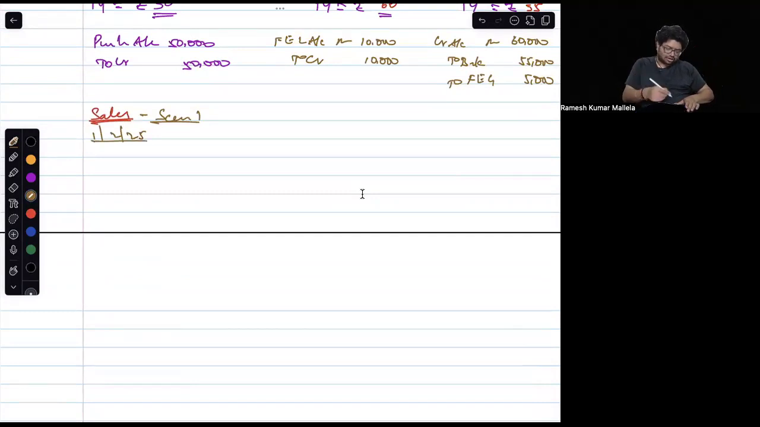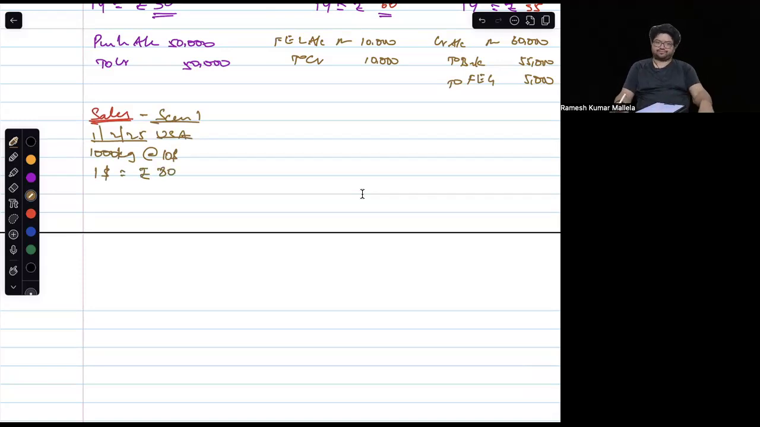So on 1st of February 25, I got a purchase order from USA. They have asked for 1000 kgs of something at $10 per kg. So my order value is $10,000. Assume $1 is 80 rupees on 1st February.